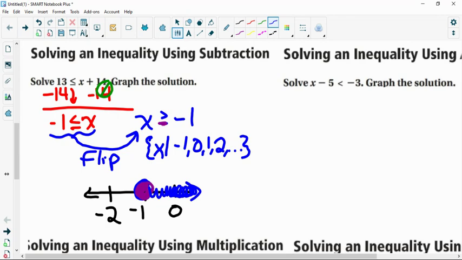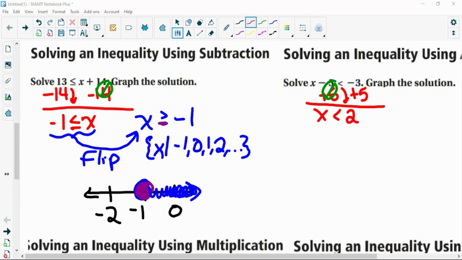Let's look at our next example. It says solve. X minus 5 is less than negative 3. Graph the solution. Well, it says x minus 5, so that means I'm going to add 5 to each side of the inequality. Now my x on the left is remaining. I'll bring down my less than symbol. And then negative 3 plus 5 would give me 2. So x is less than 2.